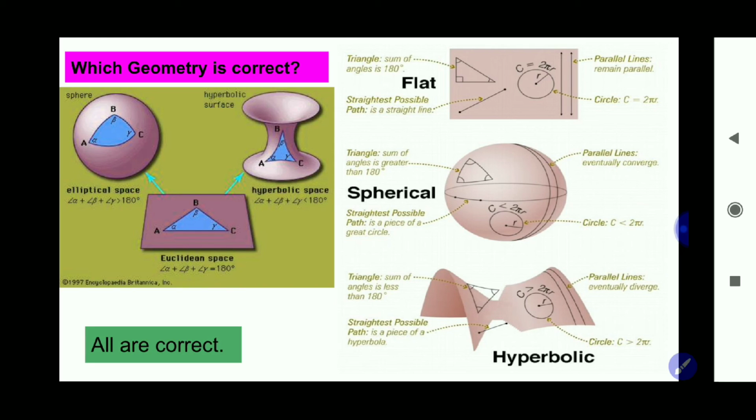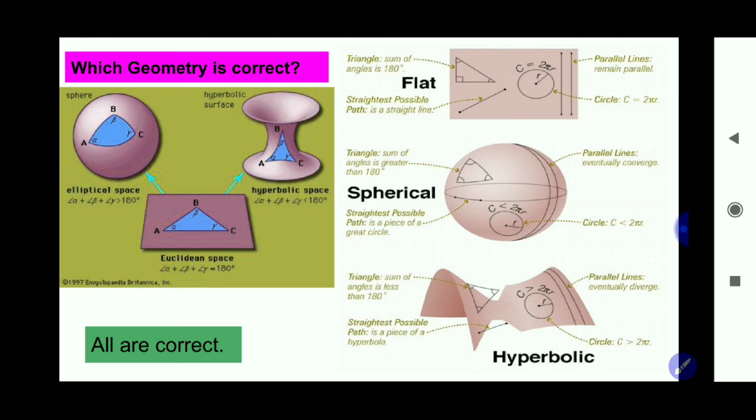We examined here three kinds of geometries. In it, Euclid geometry says the sum of angles in a triangle is 180 degrees. Spherical geometry says the sum of angles in a triangle is greater than 180. In hyperbolic geometry, the sum of angles in a triangle is less than 180. In Euclid geometry, the perimeter of a circle is 2 pi r, and in spherical geometry, the perimeter of a circle is less than 2 pi r. In hyperbolic geometry, the perimeter of a circle is greater than 2 pi r. And in Euclid's geometry, parallel lines remain parallel. And in spherical geometry, parallel lines are convergent. And in hyperbolic geometry, parallel lines are divergent.